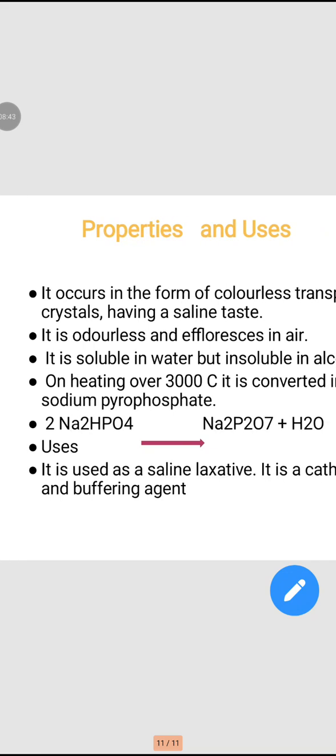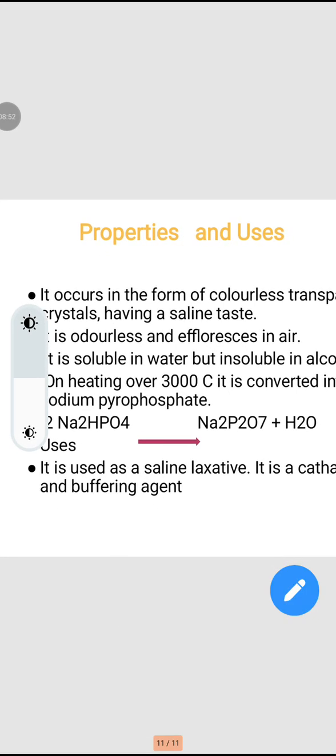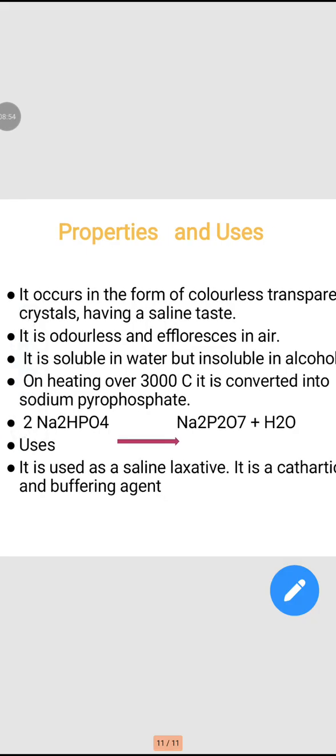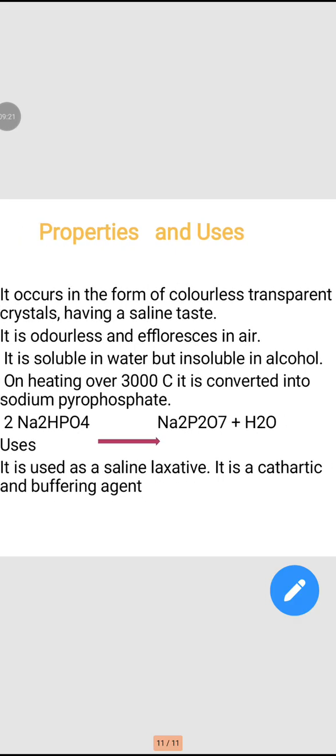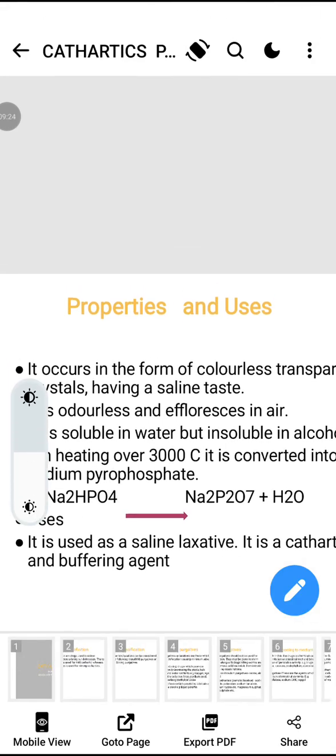Then properties and uses. First, properties. It occurs as colorless, transparent crystals having a saline taste. It is odorless and effloresces in air. It is soluble in water but insoluble in alcohol. On heating over 300 degrees Celsius, sodium orthophosphate is converted into sodium pyrophosphate: Na2HPO4 gives Na2P2O7 plus H2O. Then uses: it is used as a saline laxative, a cathartic and a buffering agent.